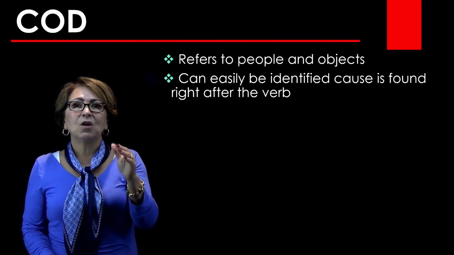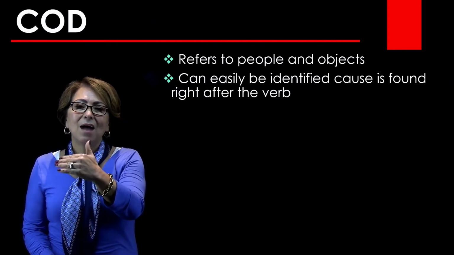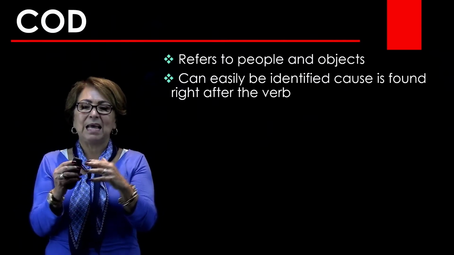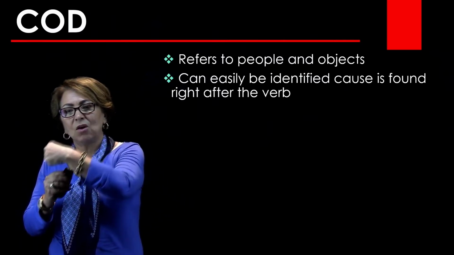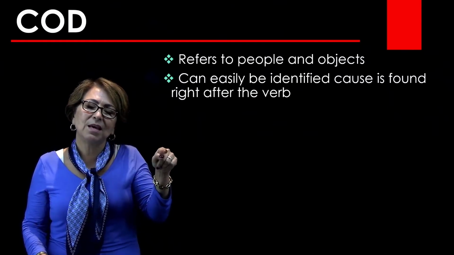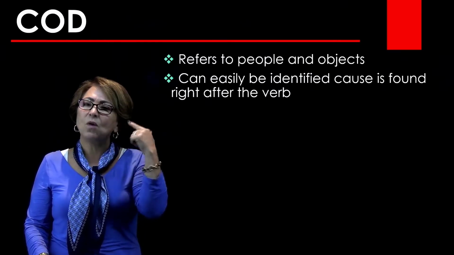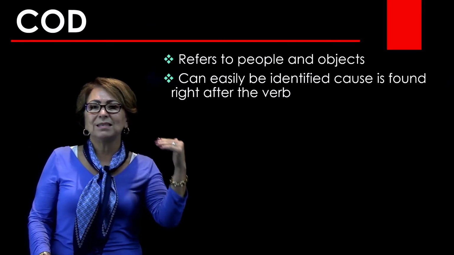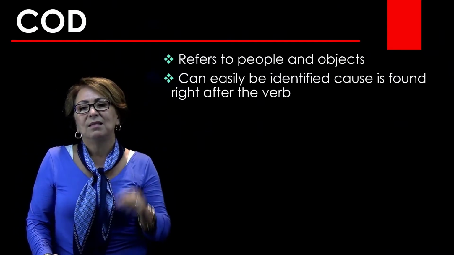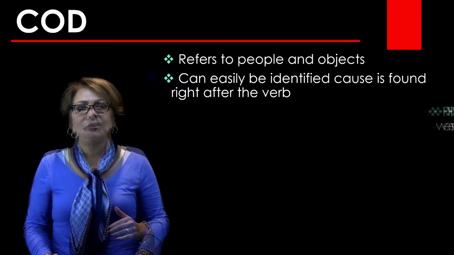Now, we are going to find this COD right after the verb. You're always going to see the verb followed by that object, and that's how you're going to identify it, because once I give you the examples, you're going to see that there are too many words, and I don't want you to get confused. You're going to see what comes right after the verb, and that will be your COD. That will be the object that you need to replace with these pronouns.